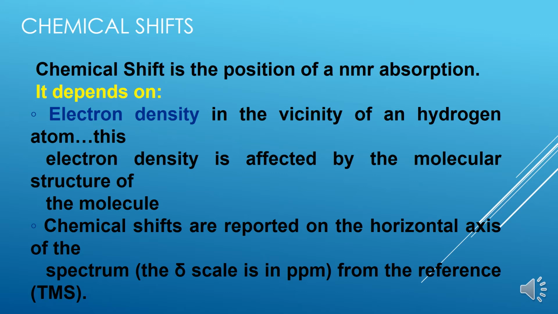So this electron density is affected by the molecular structure of the molecule. And another thing is chemical shifts are reported on the horizontal axis, the x-axis of the spectrum, the delta scale, which is in terms of parts per million from the reference. Okay, reference is tetramethylsilane.